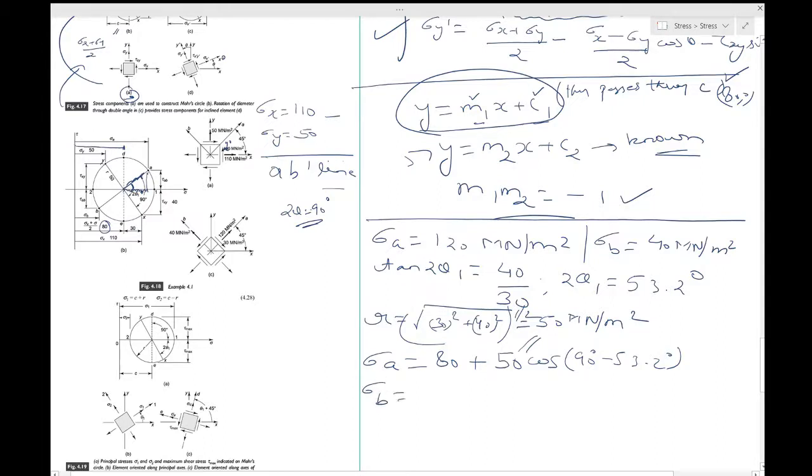Similarly, you will get sigma B, which would be what? You come to this distance 80 and then subtract out a certain part of it. So it would be 80 minus this value. That would be 80 minus 50 cos of 90 minus 53.2 degrees, and that comes out to be 120 and 140 respectively.